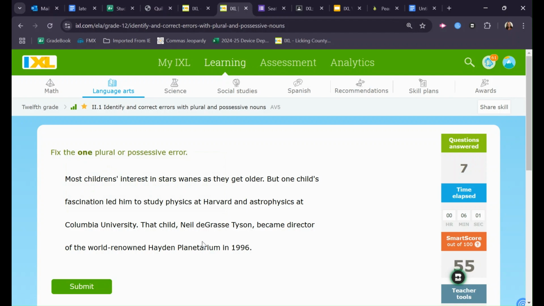Most children's interest in stars wane as they get older. Sorry, wanes as they get older. I read that wrong. Okay, well we only need to find one according to the directions here, so we're good to find it right here.